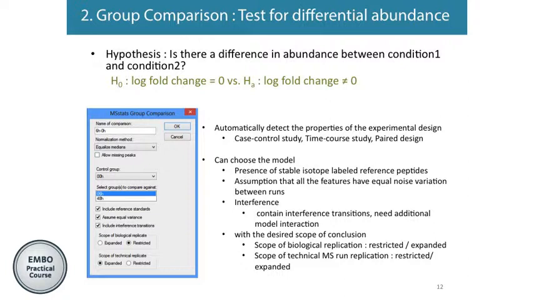Under that, there are several options for what we can do in MSstats. First, include the reference. That means you have a label-free or label-based experiment. Here it is a label-based experiment, so I just click it. And here, the options are the assumption of equal variance, including the interference transition, and the scope of the experiment. This is the most important part of MSstats, and it is a unique task compared to other statistical tools based on the linear mixed model.